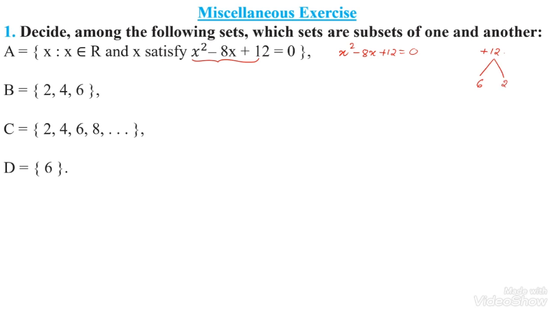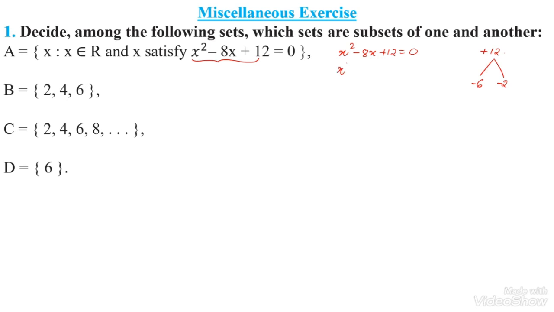Here there is a plus 12. When you add 6 plus 2, you will get plus 8, but we need minus 8. So this is minus 6, minus 2. When you multiply minus 6 and minus 2, you will get plus 12. Again, when you add these two numbers, you will get minus 8.